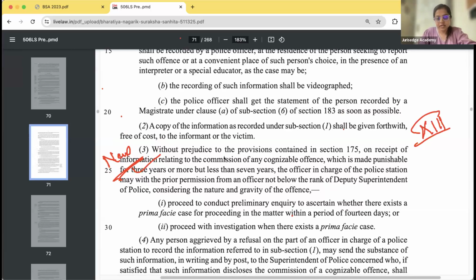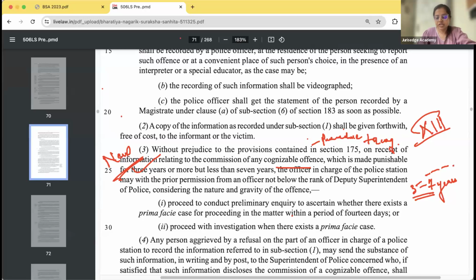So if you read this, without prejudice to the provisions contained in section 175. Section 175 is procedure for cognizable cases. On receipt of information relating to the commission of a cognizable offense, which is made punishable for 3 years or more but less than 7 years. That means 3 to 7 years. In between, it can be 3 years, 4 years, 5 years, 6 years, and it can be 7 years also, but not more than 7 years.